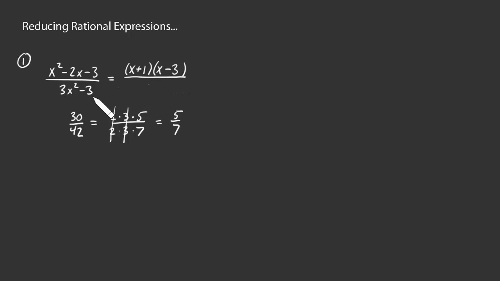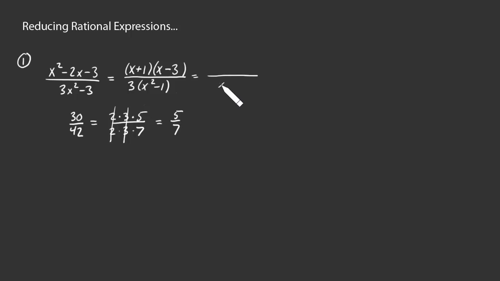Now looking at the bottom, we want to completely factor it as well. Always check for common factors first. There's a 3 here that we can pull out. That leaves x squared minus 1. But notice this is not yet completely factored. In fact, looking at this, we have a difference of the square of x and the square of 1. This is a difference of squares.